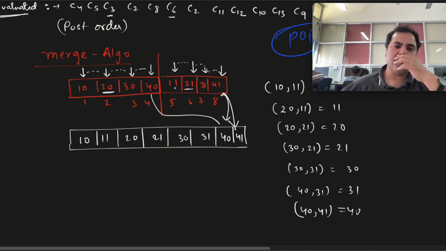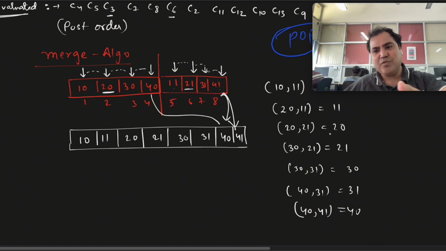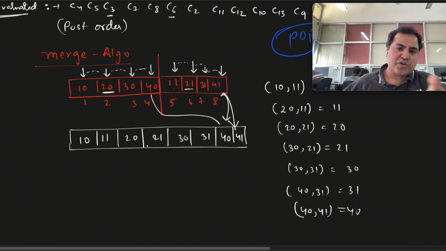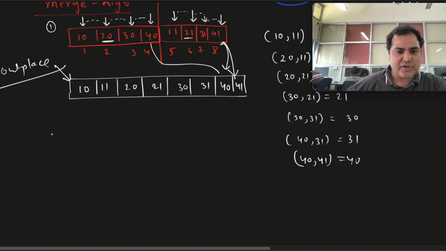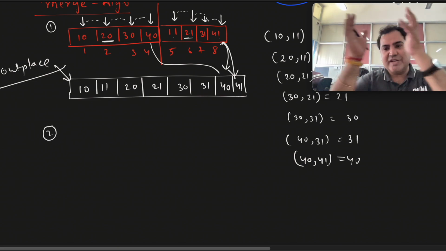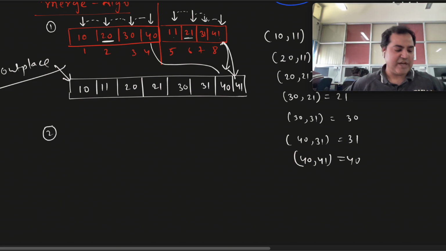1 2 3 4, 1 2 3 4. Every time you are comparing each value with one another and storing. When we are using a separate subarray, that is called outplace sorting. We are using a separate array to store the sorted values. That is called the outplace technique. Now I will take a very interesting example to explain further, the thing I was saying: if one subarray is finished, the second subarray will get stored.